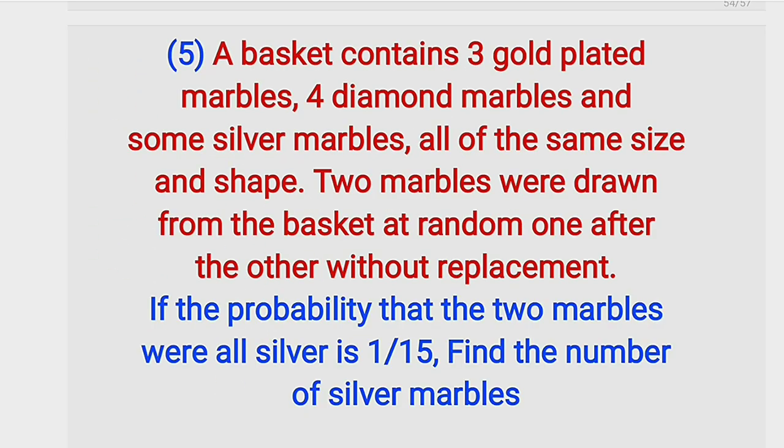Here is question number 5 of WAEC 2024 Mathematics Examination, the theory part, which is related to probability. The question reads, a basket contains 3 gold-plated marbles, 4 diamond marbles, and some silver marbles, unknown, all of the same size and shape. 2 marbles were drawn from the basket at random, one after the other, without replacement. If the probability that the 2 marbles were all silver is 1 divided by 15, we're asked to find the number of silver marbles. All right, let's get started.